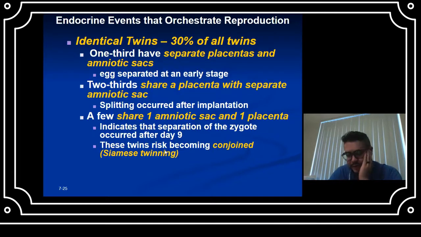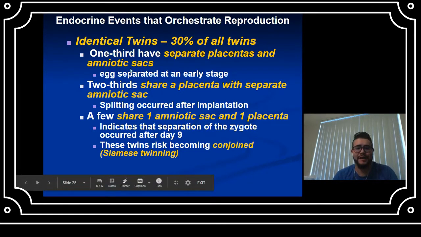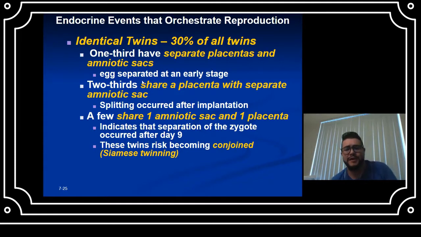And finally, identical twins. Identical twins form when there's 1 egg and 1 sperm and they meet, and then early in development, that egg splits off. And 30% of the time, they have separate placentas and amniotic sacs. In that case, the egg separated in a really early stage. 2/3 of the time, they share a placenta, but they have separate amniotic sacs. And that happens if the splitting occurred after implantation.